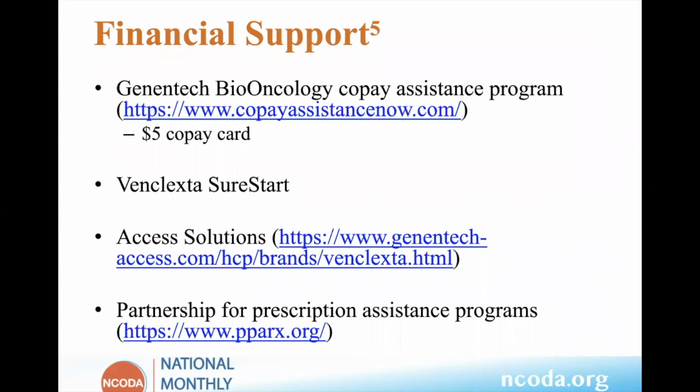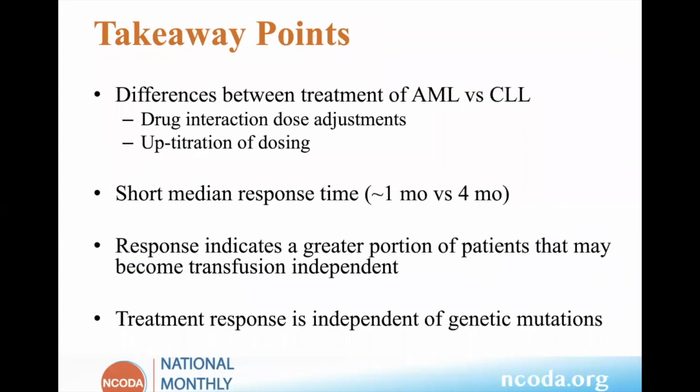Last takeaway points: the treatment differences between AML versus CLL are that there are definite differences in the drug interaction dose adjustments and the up titration of dosing. So just keep in mind that they're very different depending on what you're treating. Really important, what sets Venclexta aside is that there's a short median time to response, 1 month versus 4 months with some of the other traditional orals. The response indicates a greater proportion of patients that may become transfusion independent. And the treatment response is independent of genetic mutations. Any questions?